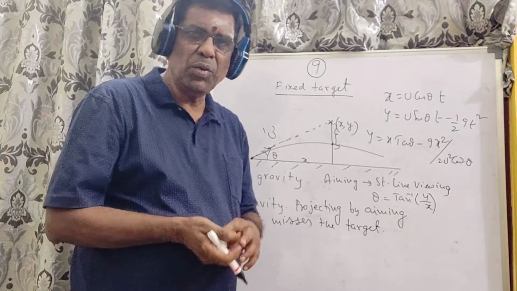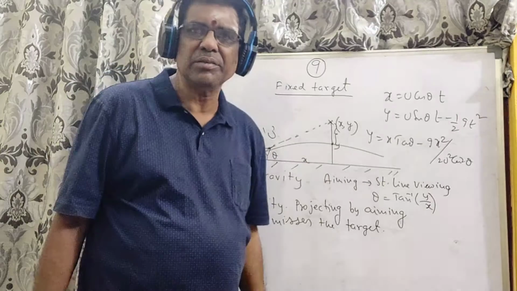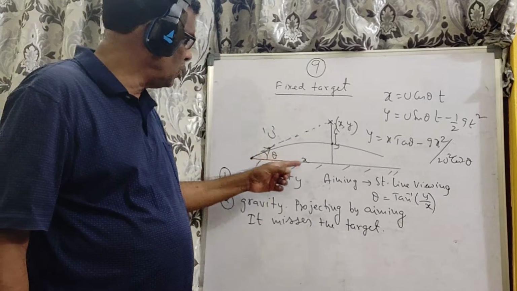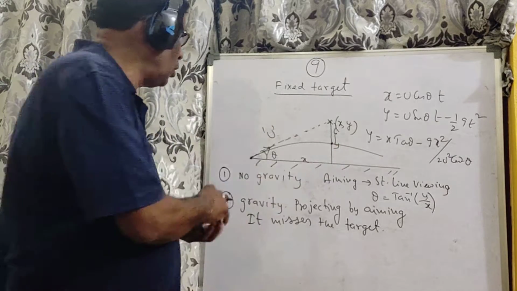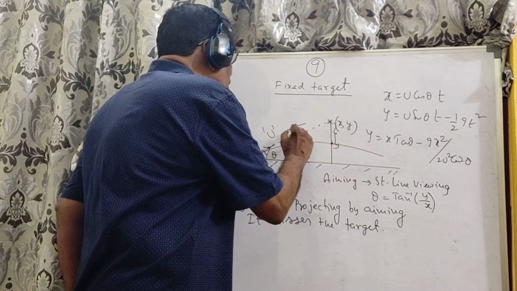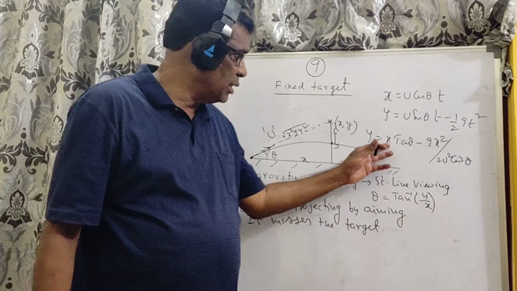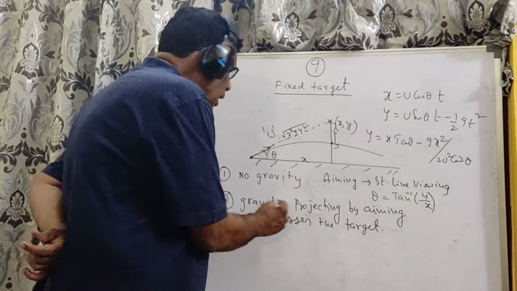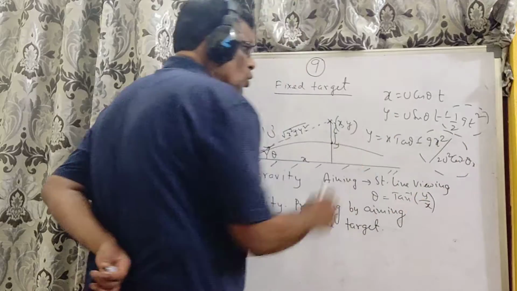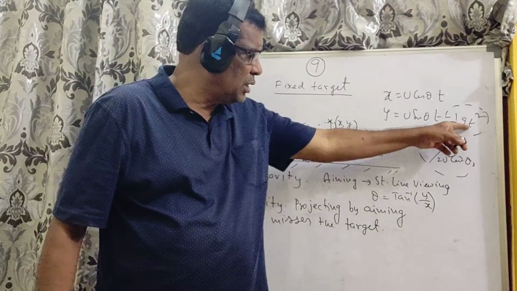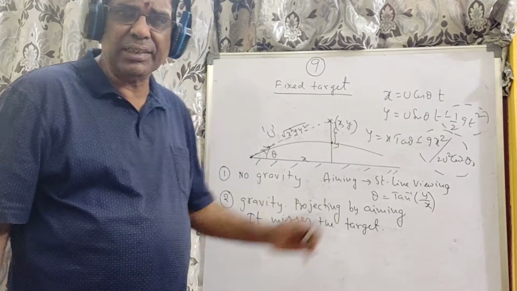You get the point now? In straight line view, tan theta is equal to y by x, and cos theta is equal to x by root of x square plus y square. Sin theta is y by root of x square plus y square. As I told you, gravity means these terms, and these are the terms which make the body deviate from hitting the target.